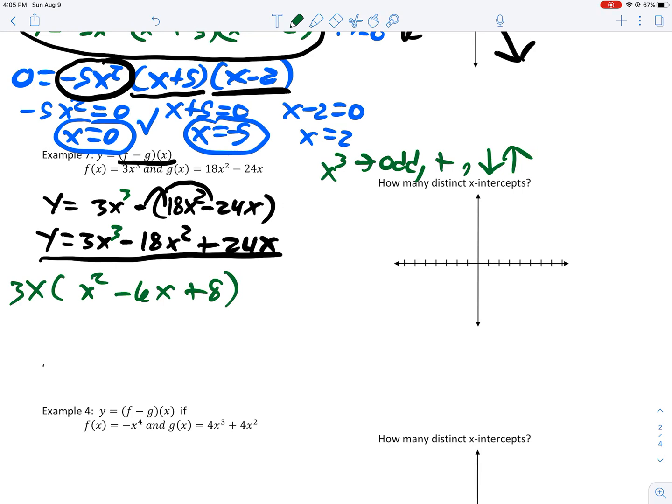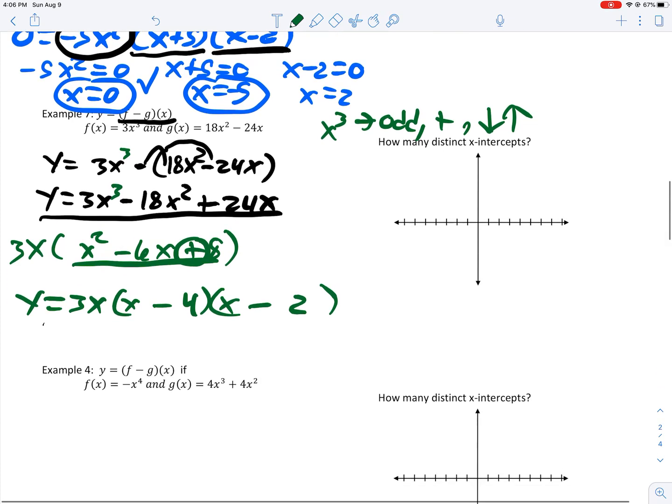So I factored out a 3 and an x because 3, 18, and 24 are all divisible by 3, and at least one x is in every single term. So now I do have a trinomial that looks like it'll factor. If it does, it'll be two binomials, so x and x. So what are the multiples of 8 that will give you 6? 4 and 2. Plus sign means they're the same, so minus minus, because it's got to be negative 6.